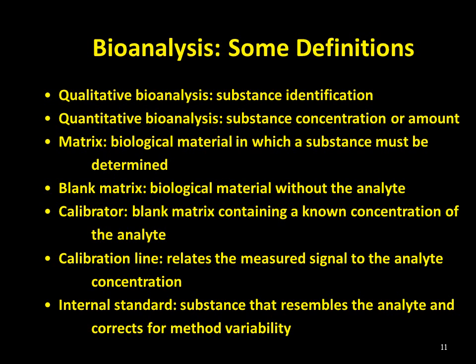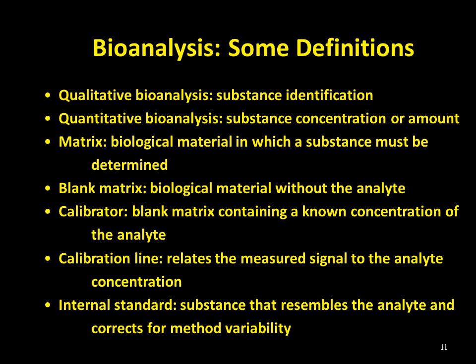A calibrator is a known concentration of the analyte of interest in the blank matrix. That means you know what the concentration is, and now you're asking the question, does my analytical method accurately determine this concentration? In order to do so, you need to make a relation between the measured analytical signal, for example light absorption, to the analyte concentration. This is done in a so-called calibration line, which ideally should be linear.